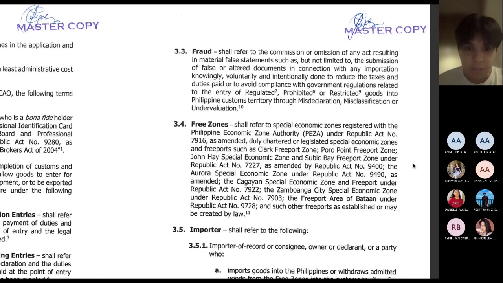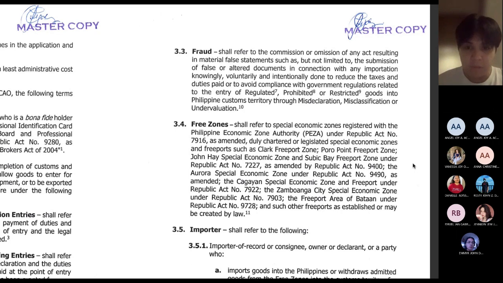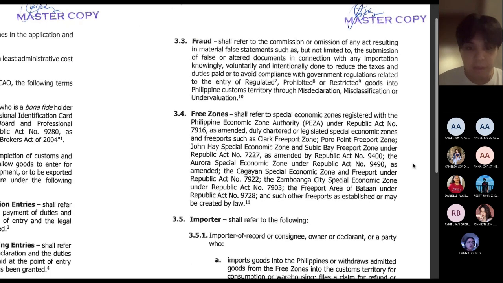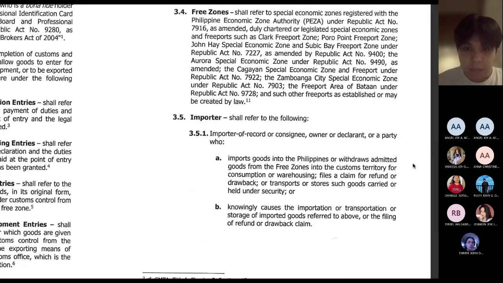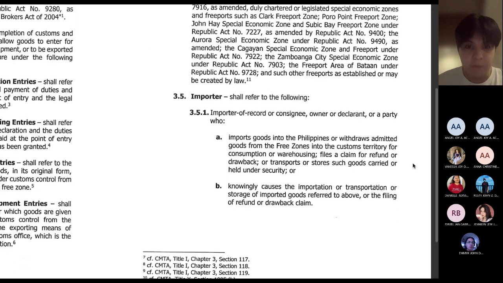9400, the Aurora Special Economic Zone under Republic Act Number 9490, as amended, the Cagayan Special Economic Zone and Freeport under Republic Act Number 7922, the Zamboanga City Special Economic Zone under Republic Act Number 7903, the Freeport Area of Bataan under Republic Act Number 9728, and such other freeports as established or may be created by law.